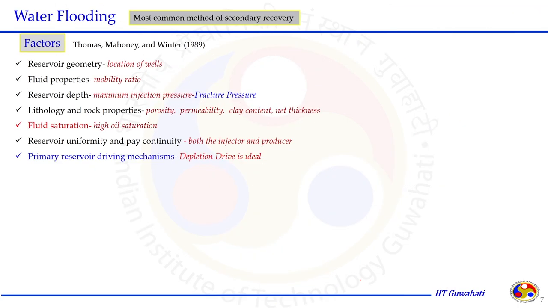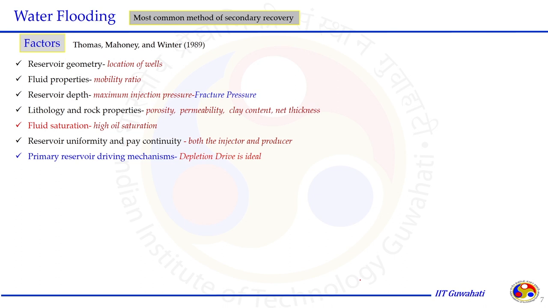So let's say the water flooding process, we can discuss in more detail. That is the most common method for the secondary process. The factors that characterize the water flooding process or determine its success are the reservoir geometry, meaning the location of the wells, how many injection wells there are, how many production wells there are, and what arrangement of injection wells and production wells has been selected for the water flooding. Fluid property, as discussed, the mobility ratio is an important parameter.